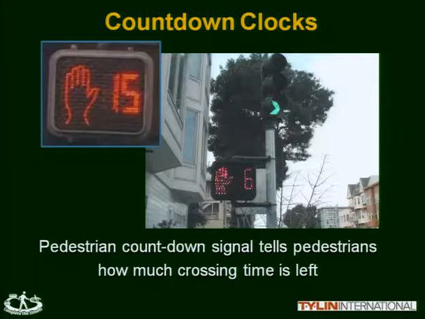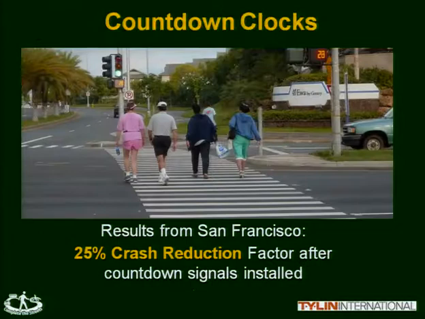Countdown clock is intuitive. I don't have to put up a sign to explain a countdown clock. Everybody understands it. They know what it means. And it works. Fewer people are left out in the street. There are actually more people starting during the flashing don't walk when the countdown clocks are there, but there are fewer people left in the street when the light changes. And it reduces crashes, all crashes, by 25%.